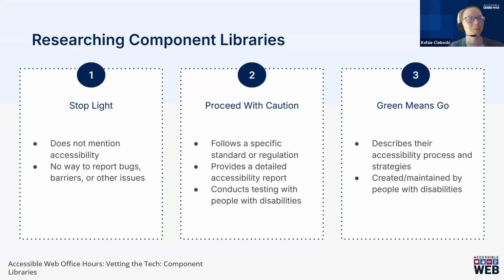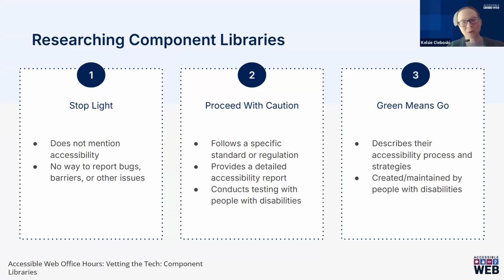If you are researching a component library and their guidance and documentation does not mention accessibility at all, that's likely a stoplight that you should consider moving on and not going with that component library. Or if they don't provide a way to report bugs, barriers, or other issues. These types of component libraries are likely not going to be a good option when it comes to digital accessibility.